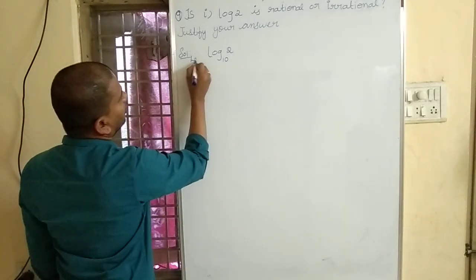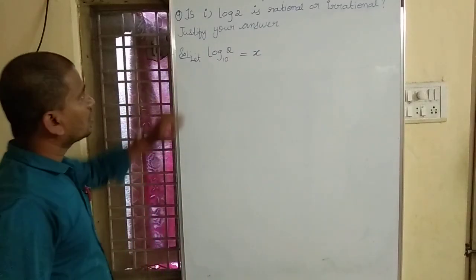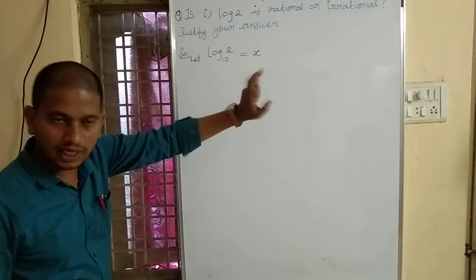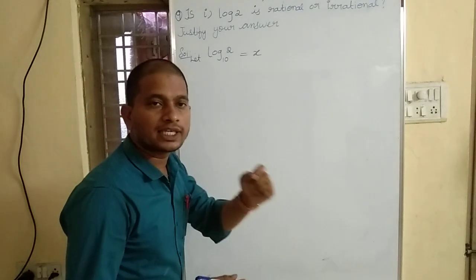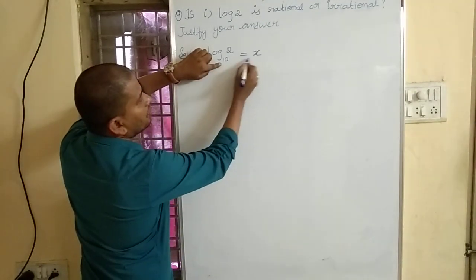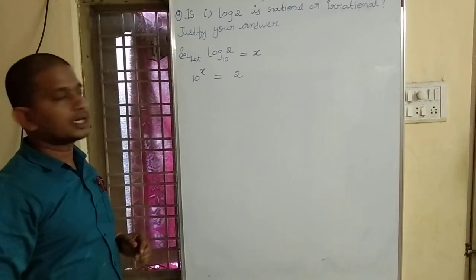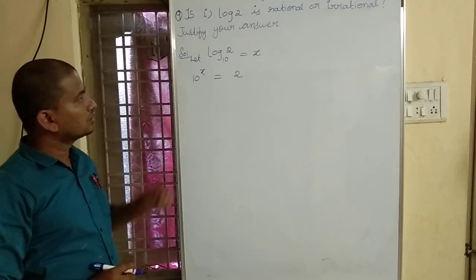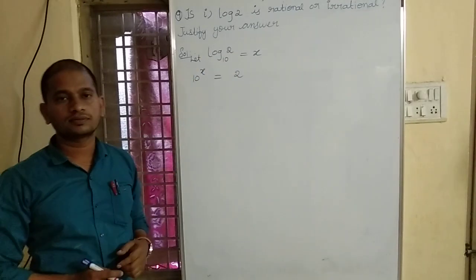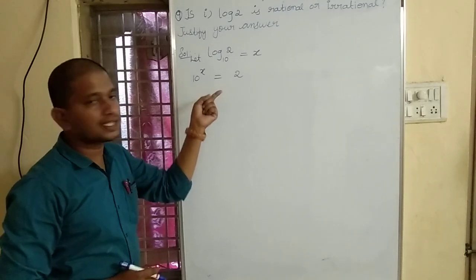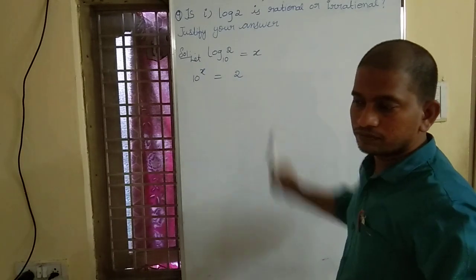So what you do, let log 2 base 10 you consider as x. Log 2 base 10 equal to x, which is our logarithmic form. Convert into exponential form, that is 10 to the power x equal to 2. See here, as 2 we cannot write in the power of 10. So we cannot write 2 as 10 to the power something. Yes or no?